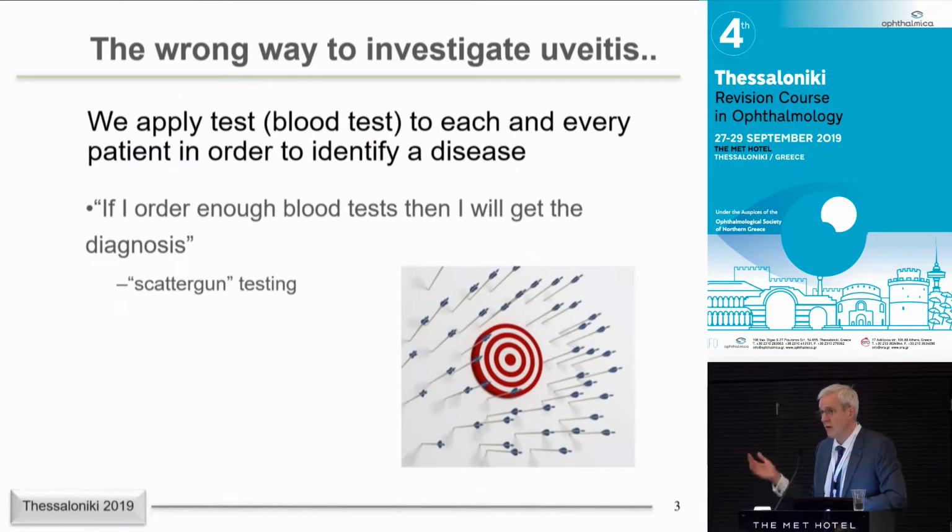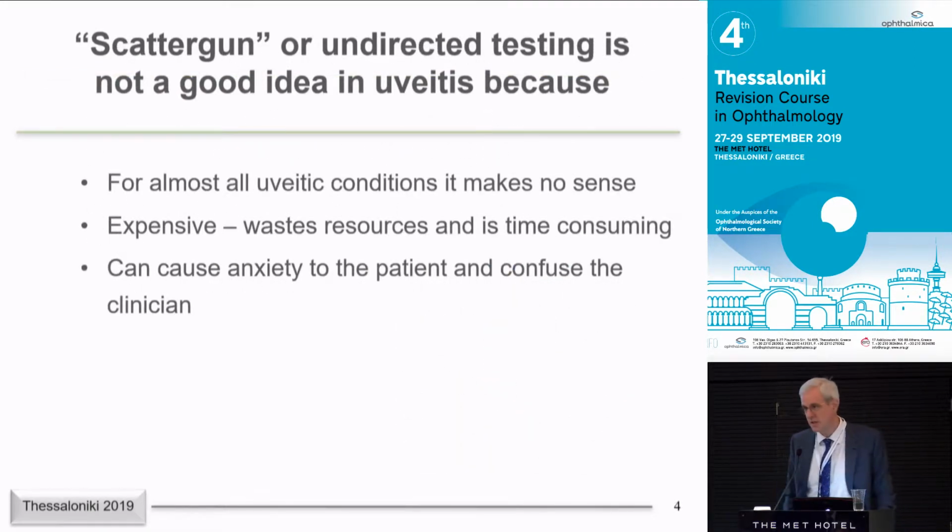Well, this is the wrong way to investigate uveitis: just fire as many tests as we can at the patient. Maybe talk about blood tests or radiologists, anything we like. Scattergun testing is not a very intelligent way of doing it. It's expensive. For most conditions, it makes no sense. It can cause anxiety as well.